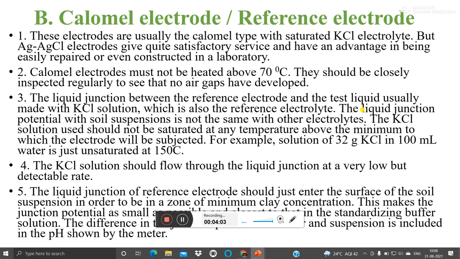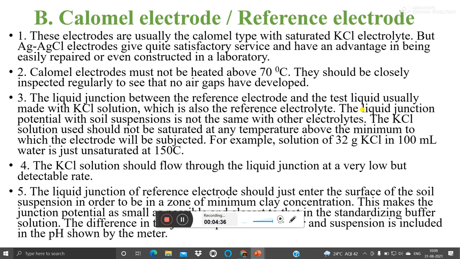Next is the calomel electrode. These electrodes are usually of the calomel type with saturated KCl electrolyte. But Ag/AgCl, that is silver/silver chloride electrodes, give quite satisfactory service and have the advantage of being easily repaired or even constructed in a laboratory. So we are using the silver chloride electrodes. Calomel electrodes must not be heated above 70 degrees Celsius. They should be closely inspected regularly to see that no air gaps have developed. So regular inspection is required for this calomel electrode.